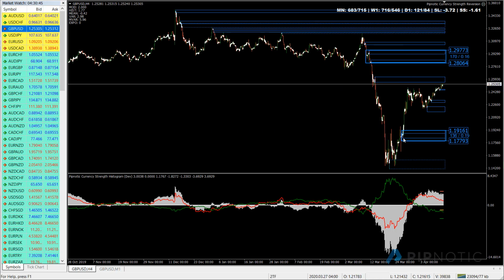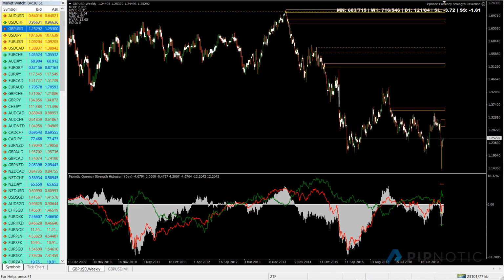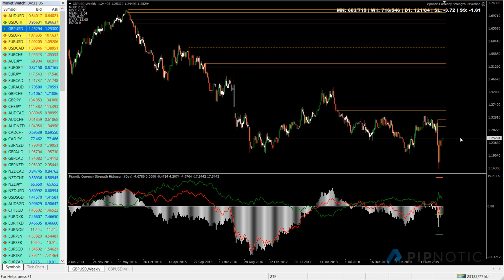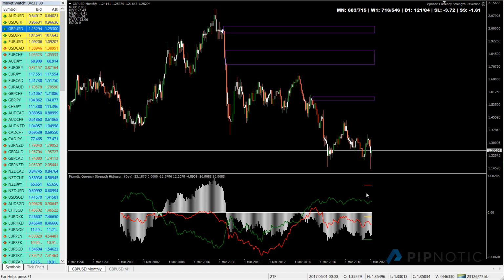Before we do that, let's have a look at the currency strength histogram, to see what currency strength is telling us. On the weekly chart, we have a negative bias. You see the orange line is below the zero line. This is very clear when looking at this. We do have a negative bias, but at the same time we have price approaching these very, very low price points.